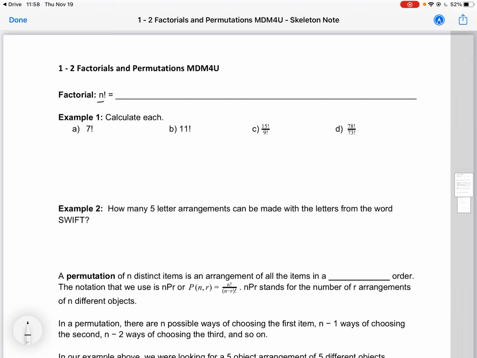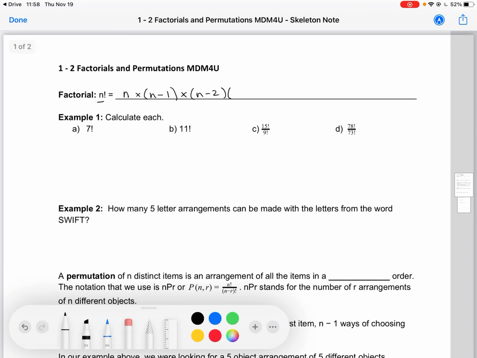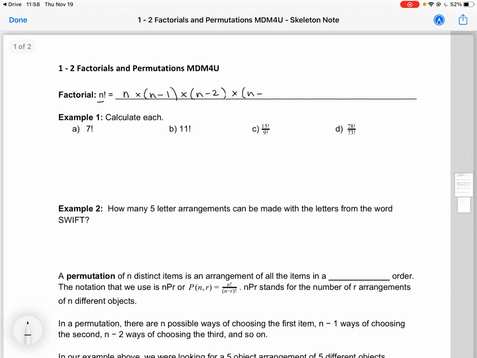It's the exclamation symbol on your calculator, and all it means is that you start with n, and you're going to multiply by the next number one below it. So times n minus 1, n minus 2, then times n minus 3. This continues all the way until you get down to the number 1.